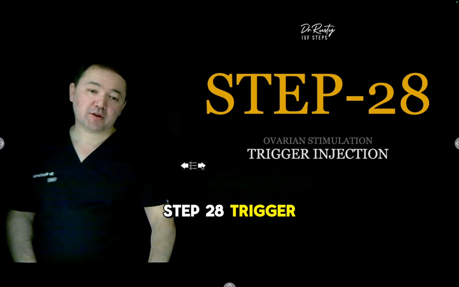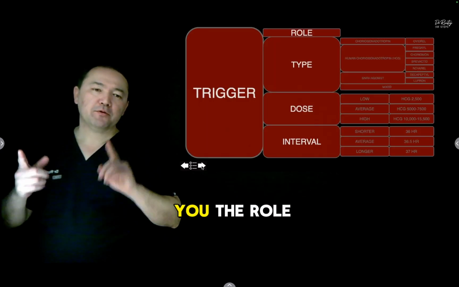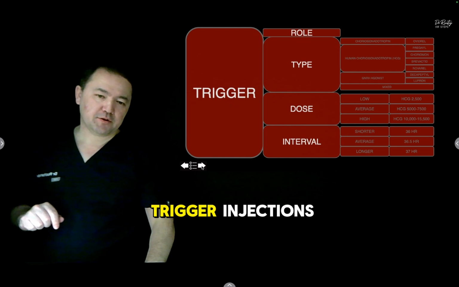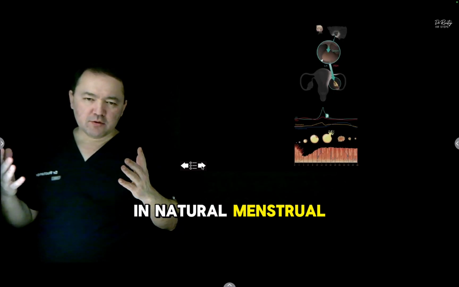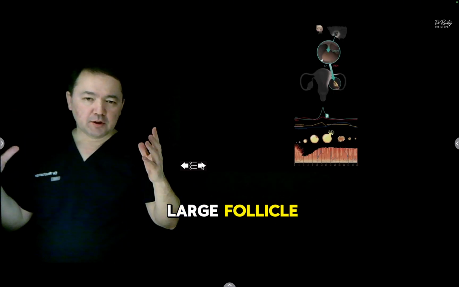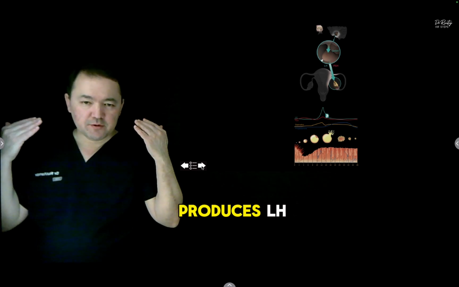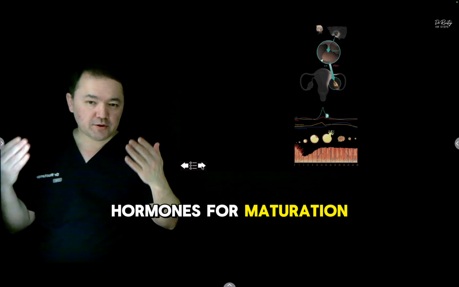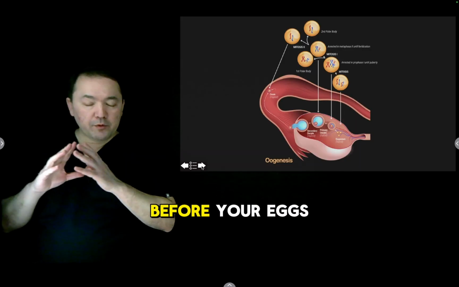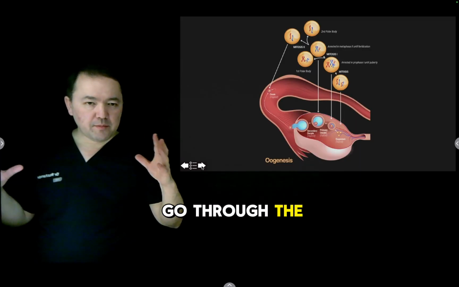Step 28, trigger injection. I will explain the role, type, dose, and interval of the trigger injections. In a natural menstrual cycle, when you're developing large follicles, you produce a lot of estradiol hormone, and your pituitary senses that and produces LH hormone for maturation of the eggs and ovulation. Before your eggs ovulate, they have to go through maturation.